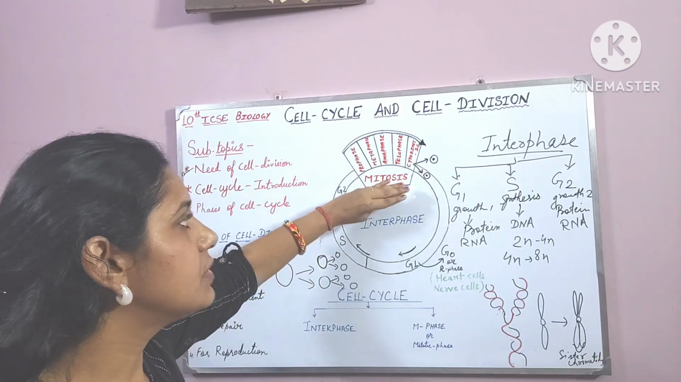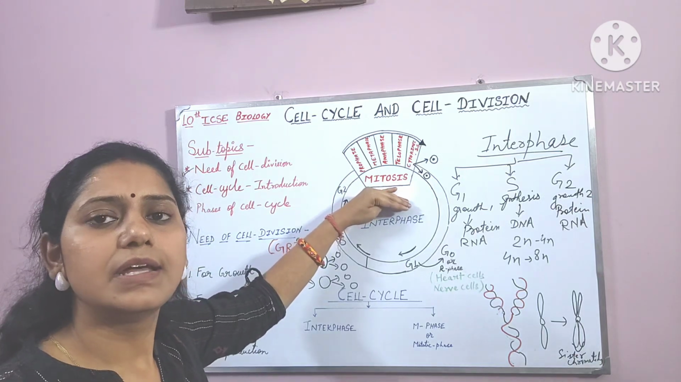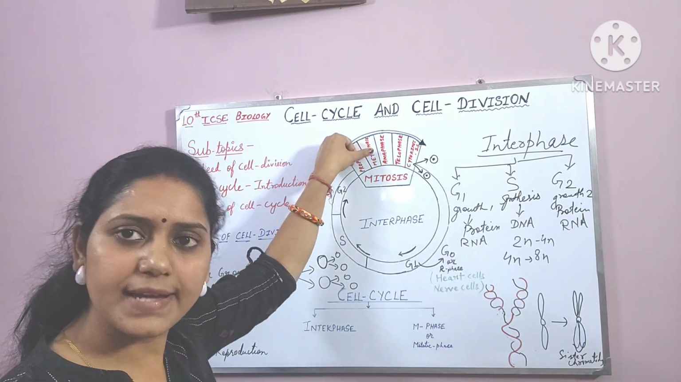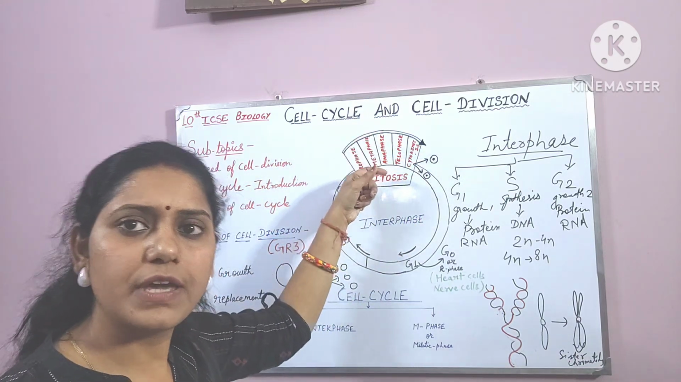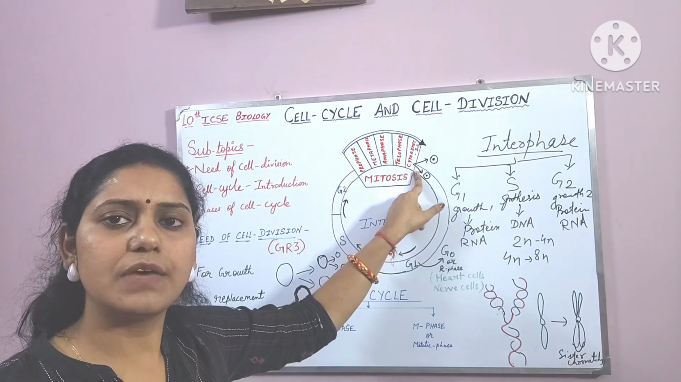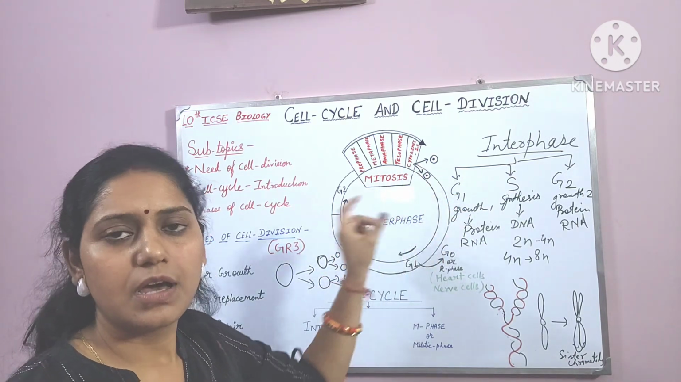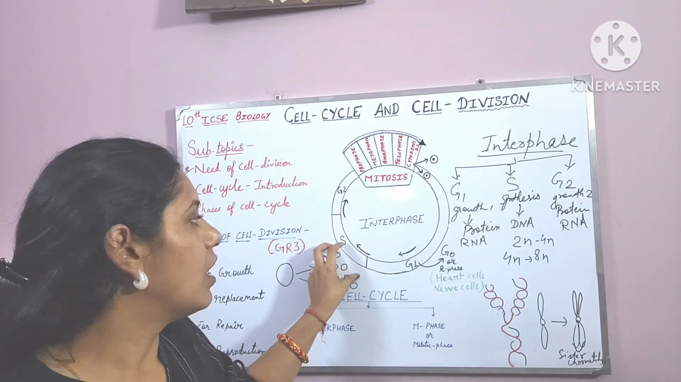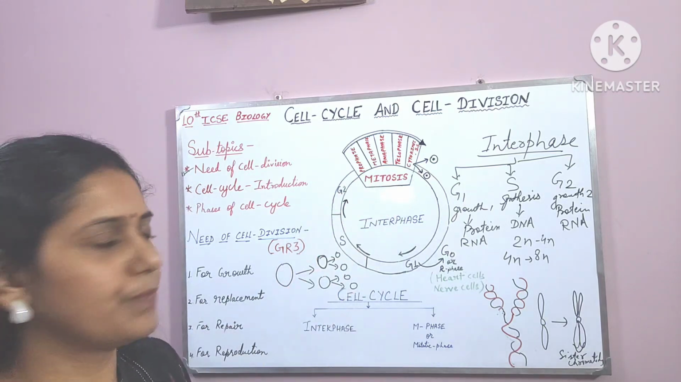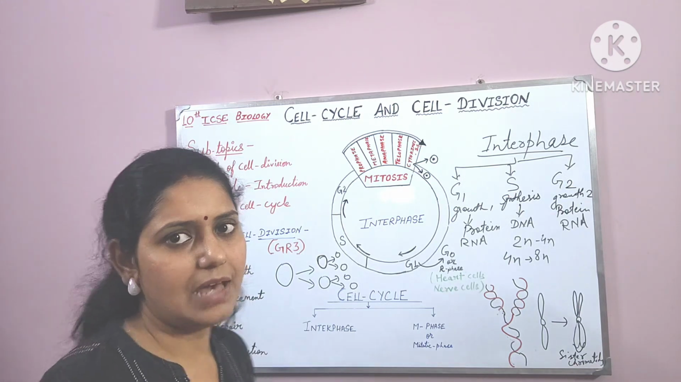Got it? Now, in this M phase, that is mitosis phase, division will take place. Again, that division will take place in different stages: prophase, metaphase, anaphase, telophase, and then cytokinesis. Cyto means cytoplasm. So, there will be the division of cytoplasm leading to the formation of two daughter cells. I will tell you everything about cell division, the phases of division, in the next video. So, this was all about today's video, and we will do a quick recap.